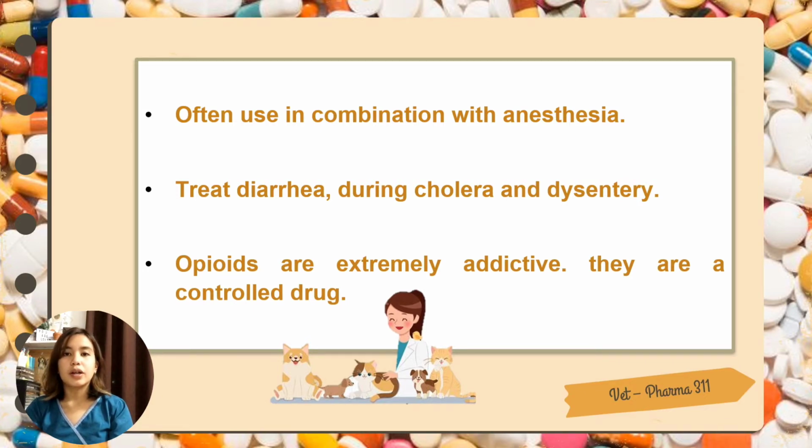Unfortunately, opioids are extremely addictive. They are controlled drugs. We have to be very careful about our stockpile or stock counting of opioids because if any go missing, we technically have to alert the police, because taken in high doses, they can be deadly.